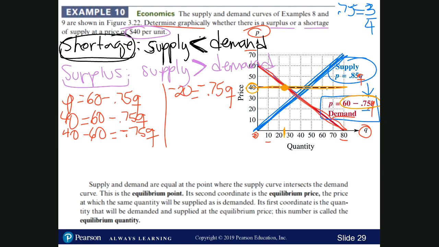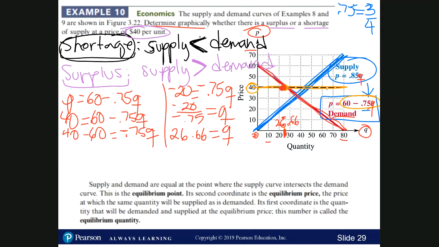So negative 0.75 is multiplying the Q. And so to solve for Q, I will need to divide by negative 0.75. Now, if we are dividing two negative numbers, that will be 20 divided by 0.75. And so that will give me 26.66. We're talking about quantity, so I'm going to go ahead and, well, let's use 26.66. So this x value right here will be 26.66. And that will be the quantity for the demand at the price of 40.